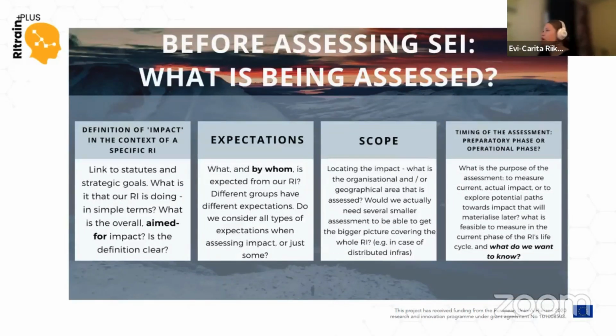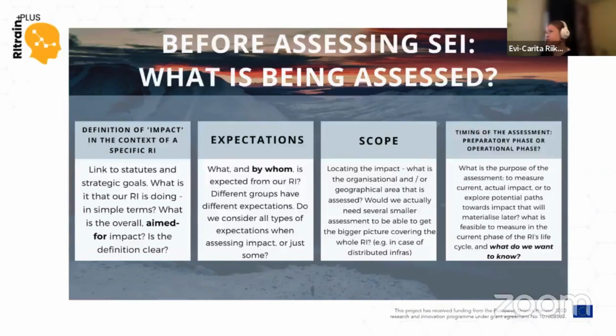So before trying to assess socio-economic impact, it's useful to really reflect on what it is exactly that is being assessed. So defining impact in the context of a specific RI. It should be linked to statutes and strategic goals. So what is it exactly that our RI is doing in very simple terms? What is the overall aim for impact, and is that definition clear? Does it actually exist? What should be the very overall outcome of the actions that the RI performs?